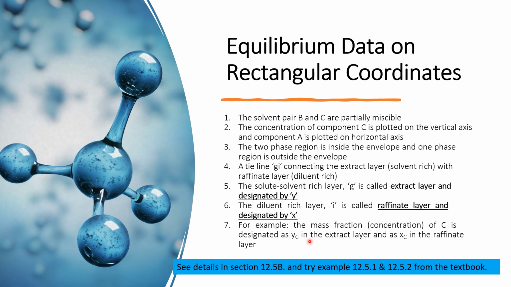For example, the mass fraction or concentration of C is designated as YC in the extract layer and as XC in the raffinate layer. To gain a better understanding of this section, please see the details in section 12.5b and also try later on Examples 12.5-1 and 12.5-2 from the textbook.